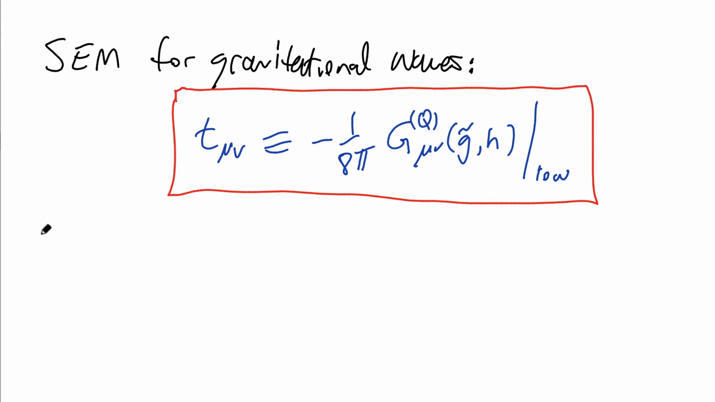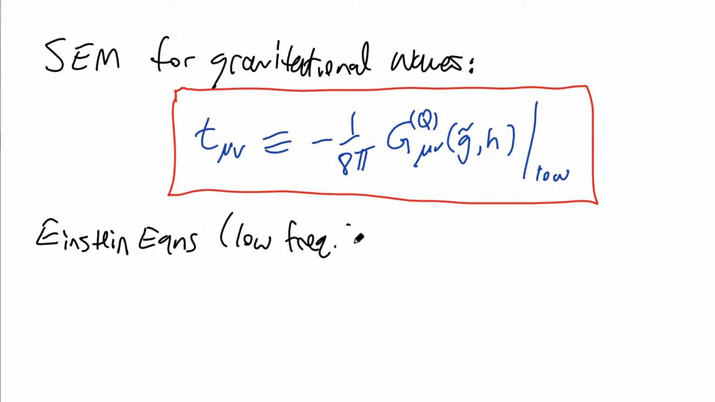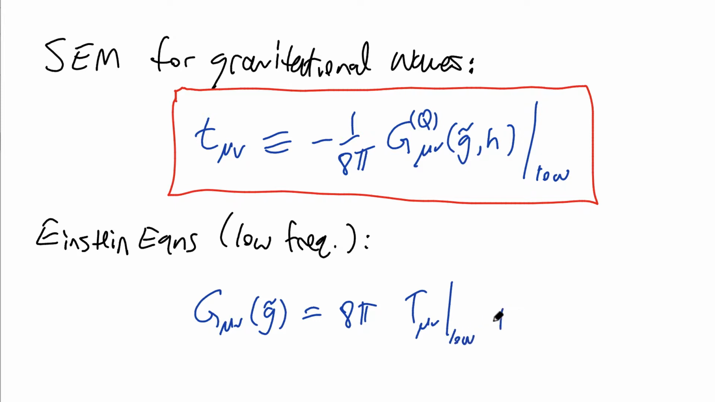And now the low frequency part of the Einstein equations can be written as G mu nu of g tilde equals 8 pi times the low frequency part of the matter stress energy momentum tensor plus the gravitational wave stress energy momentum tensor.